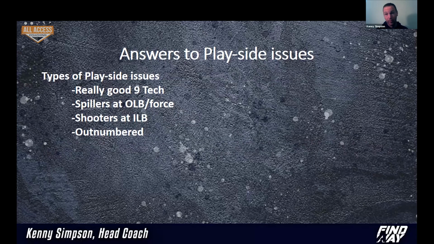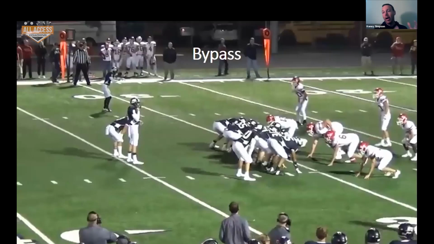My wing for us is a running back. That 9 technique may be a 220-pound D end. You know, that's a problem. How are we going to handle that? Outside linebackers that are blowing us up, maybe they have us outnumbered or they're shooting inside. So here are our answers that we build in for it.